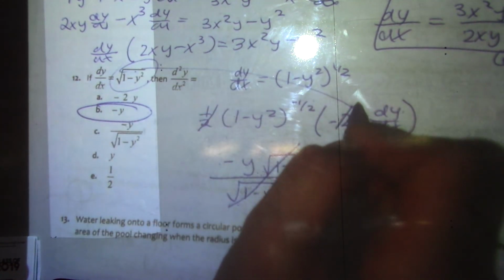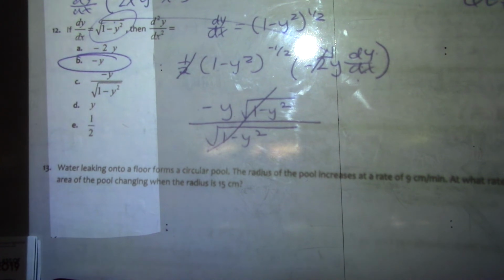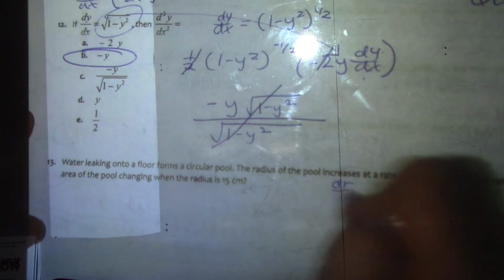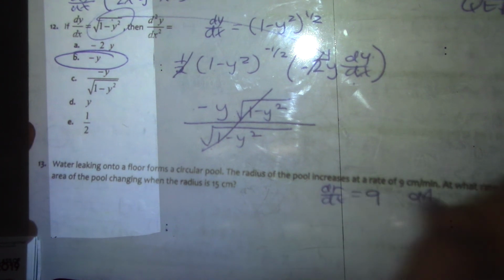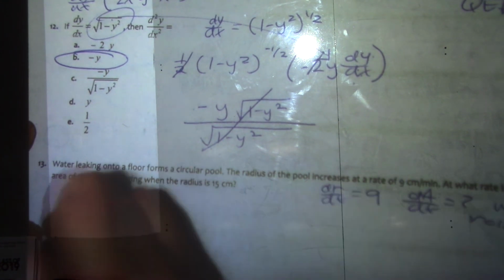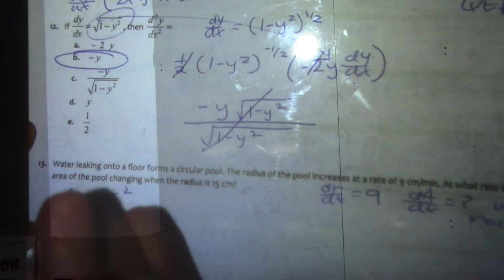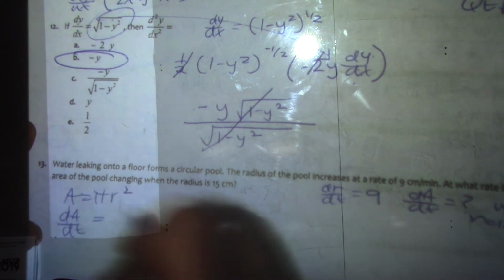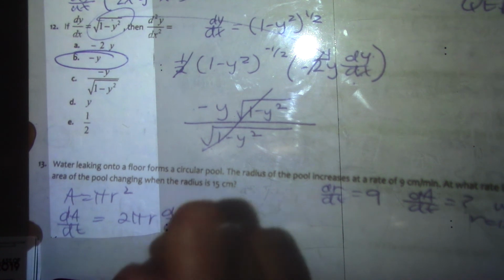Lastly, water leaking onto a floor forms a circular pool. The radius of the pool increases at a rate of 9. What is the rate the area of the pool is changing when the radius is 15? So dr dt equals 9. We are looking for dA dt when r equals 15. The area of the pool is pi r squared. dA dt is then 2 pi r dr dt.